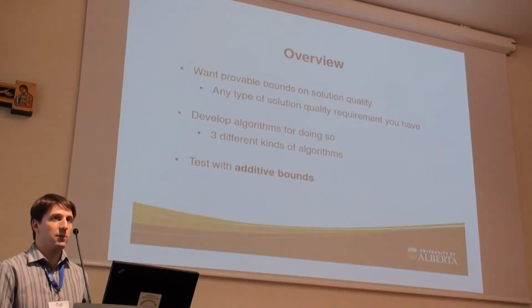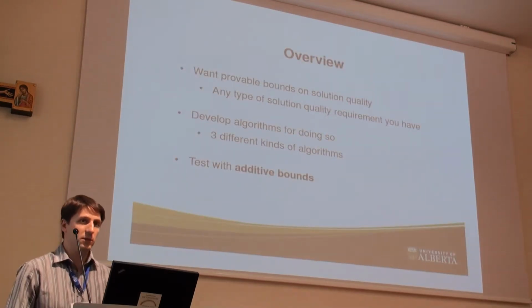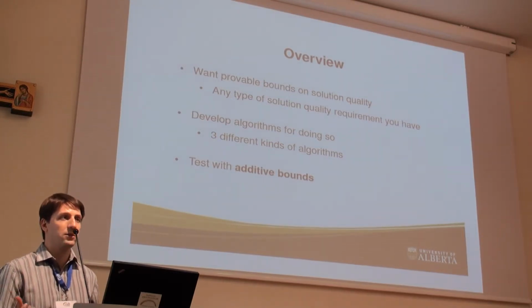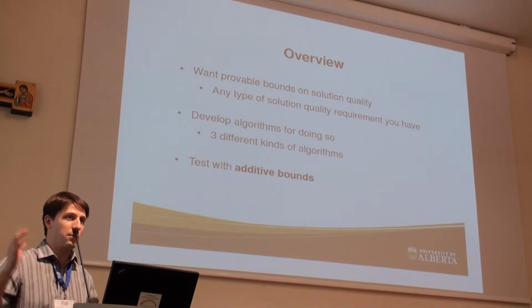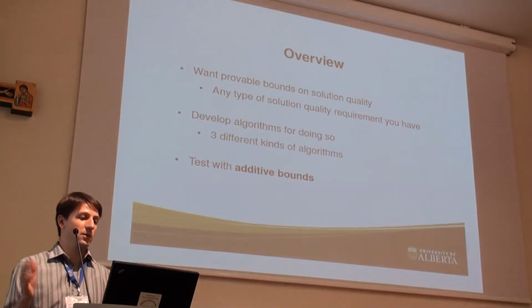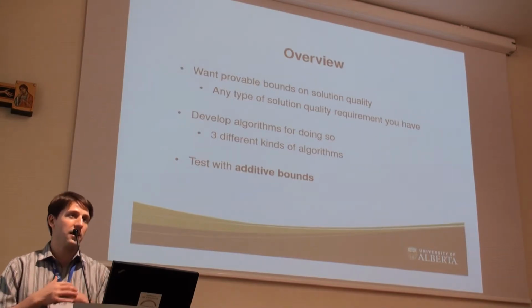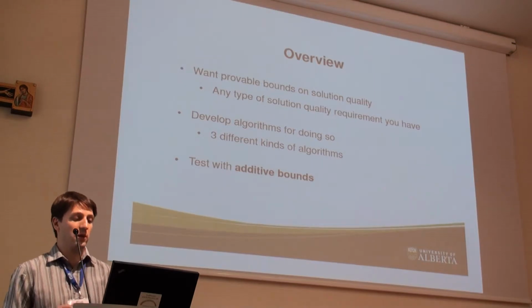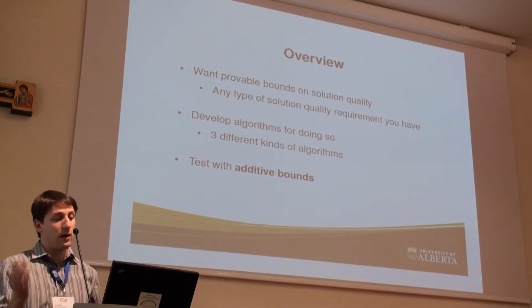So what I'm going to be talking about is this bounded suboptimal business that Lila talked about yesterday, where we want provable bounds on solution quality. But now we're going to talk about beyond epsilon admissibility. We're going to try and generalize to other possible cases that you may have. So we're going to look at how you would create algorithms for basically any type of solution quality requirement that you may have. And we're going to develop algorithms for doing so.